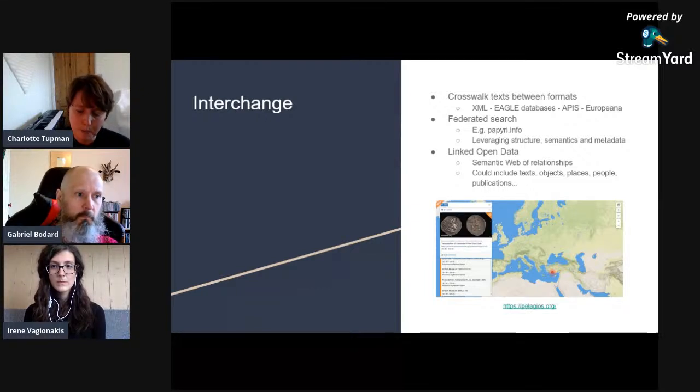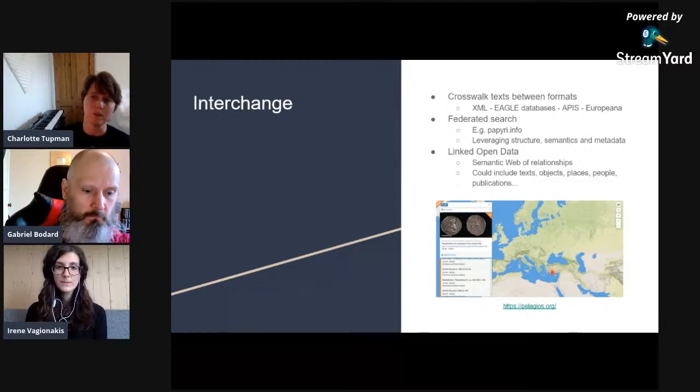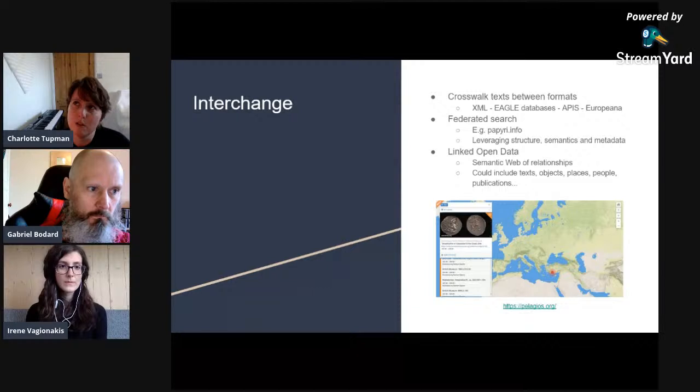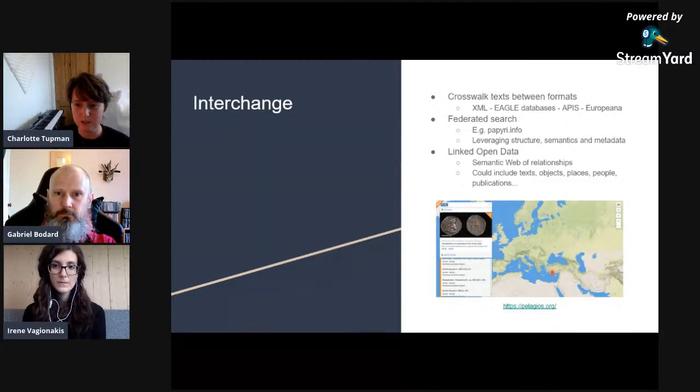You can also consider the possibilities of linked open data. So in this case, I think you're probably going to talk later on about linked open data, but in this case we can just say that it allows us to create a sort of interconnected web of relationships that exist between text, between text and objects, between text objects and places, and so forth.